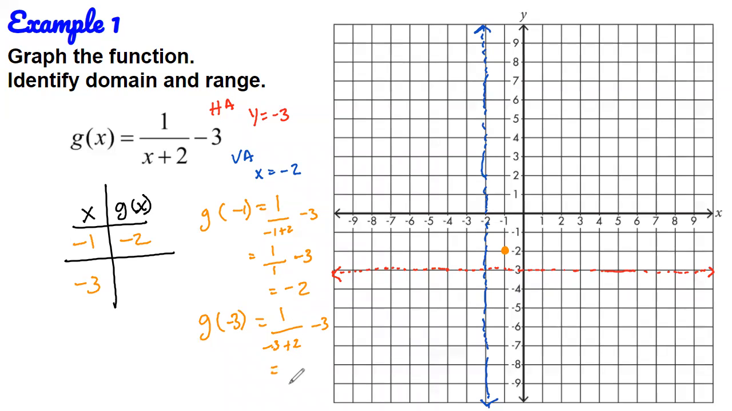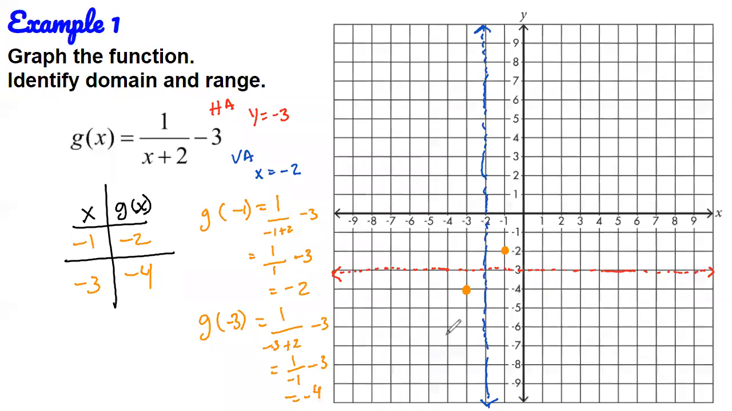Negative 4. Are you sure? Negative 3. It turns into negative 1. Oh, I was going step by step. I thought you told me that the denominator is negative 4. Oh, okay, negative 1 minus 3 gives me negative 4. There you go. So let's go ahead and graph it at negative 3, negative 4.